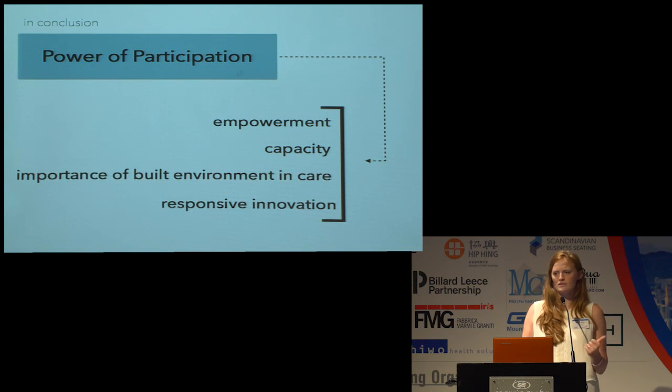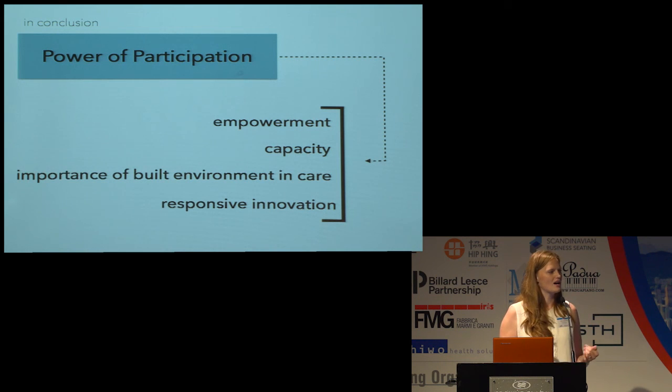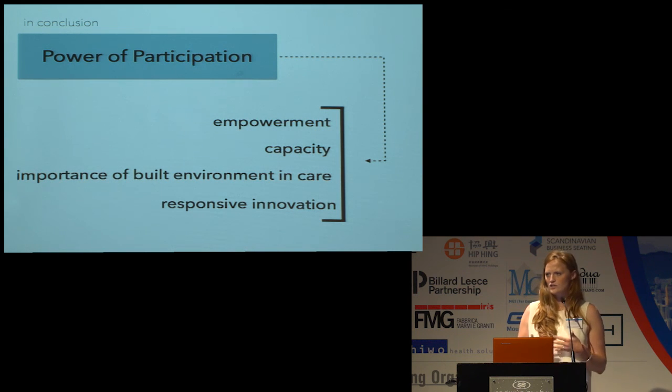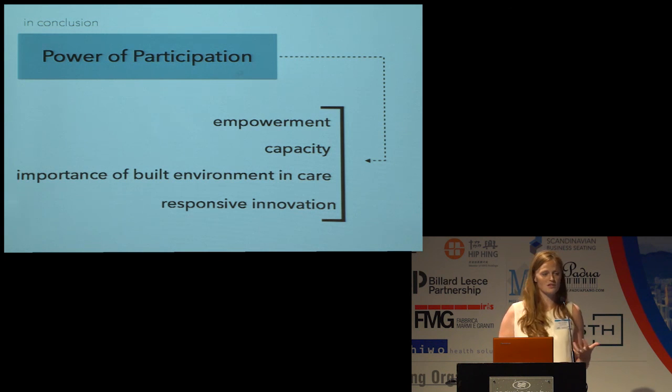The importance of the built environment. Cannot underestimate that enough. The environments we build shape us. They shape the care, they shape the interaction, they shape the hierarchy. And we need to really carefully integrate that built environment with our care to support our patients and our care values. And the last is responsive innovation.